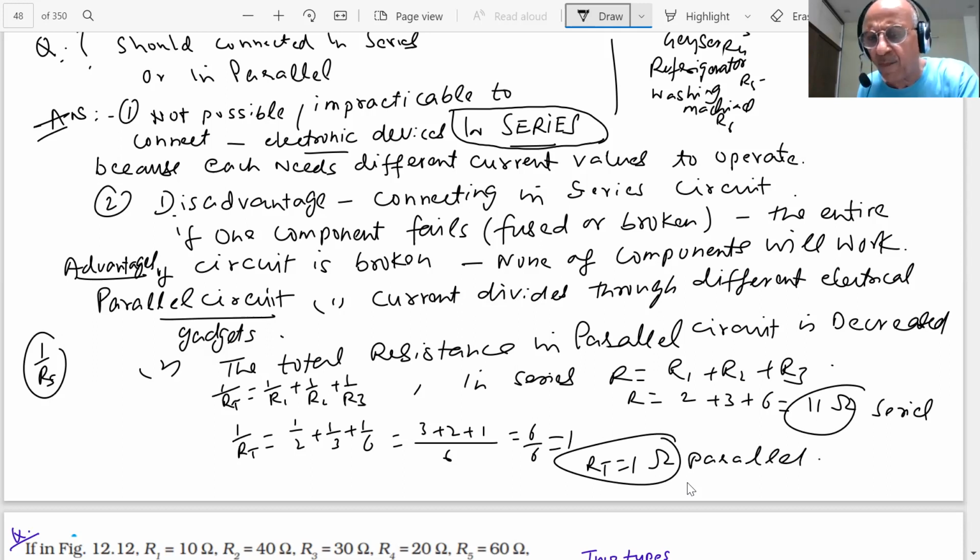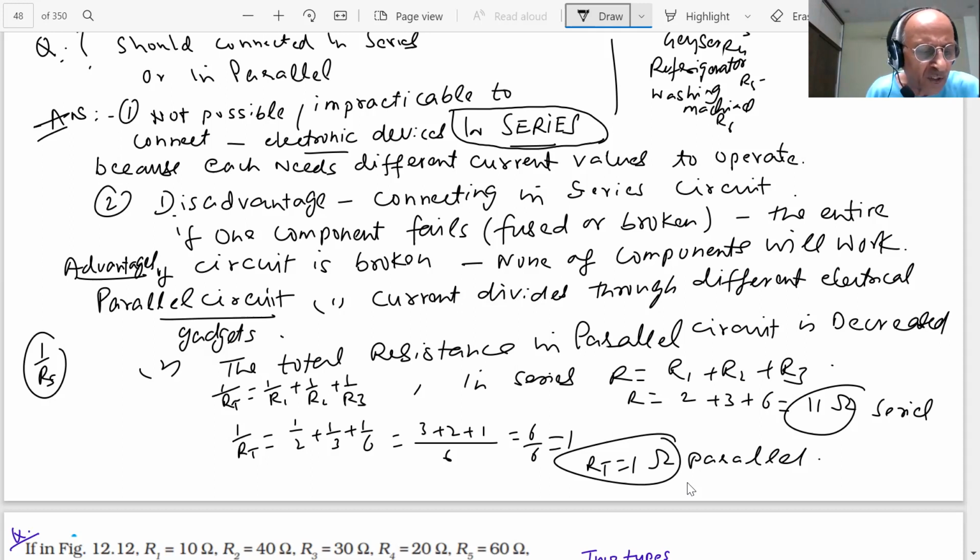Therefore, a very important question is: what are the merits and demerits, what are the advantages of a parallel circuit over the series circuit? Different gadgets operate at different resistances. Different gadgets in your home need different amounts of current. In series, the same current will flow. Therefore, it is impracticable to connect all the gadgets at your home in series.